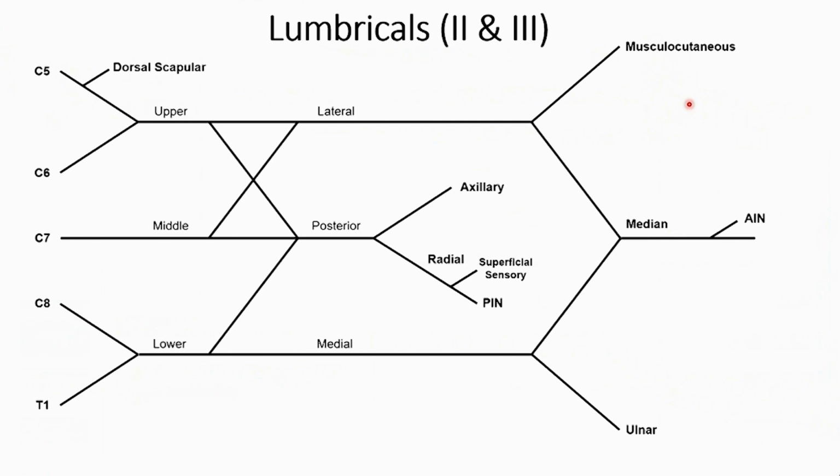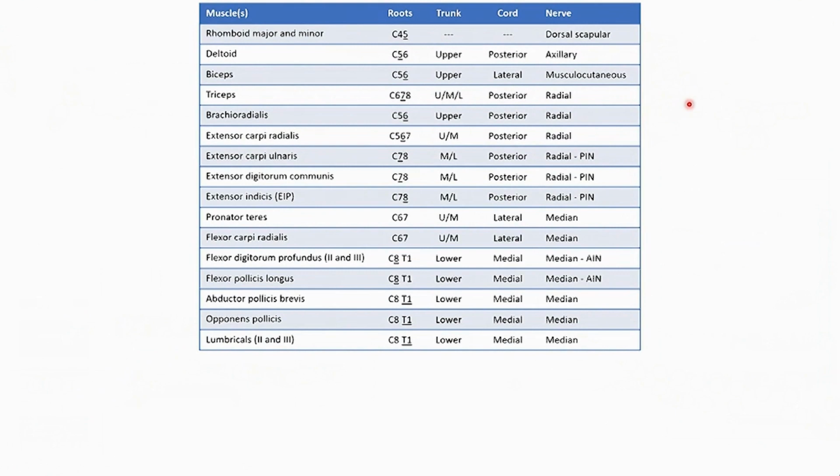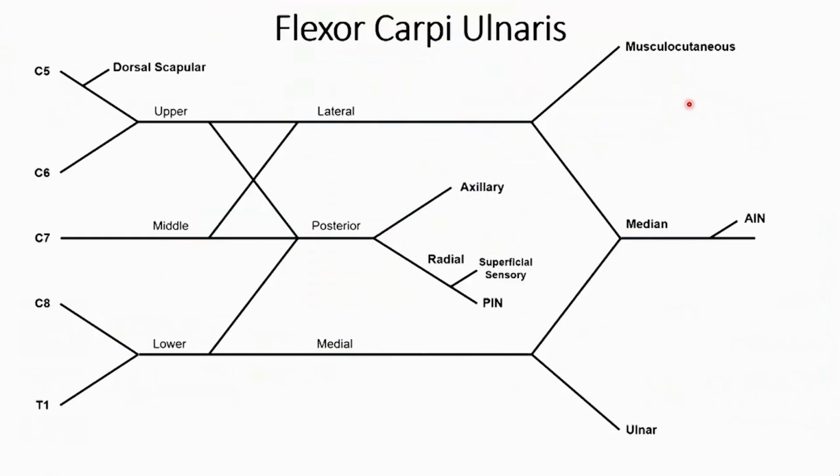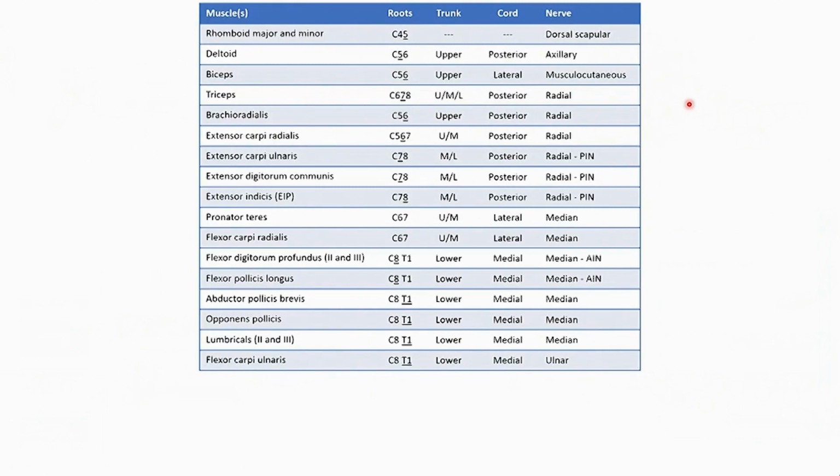Lumbricals for the second and third digit, C8, T1, lower trunk, medial cord, median nerve. Also primarily T1. Flexor carpi ulnaris, C8, T1, lower trunk, medial cord, ulnar nerve. Primarily T1.